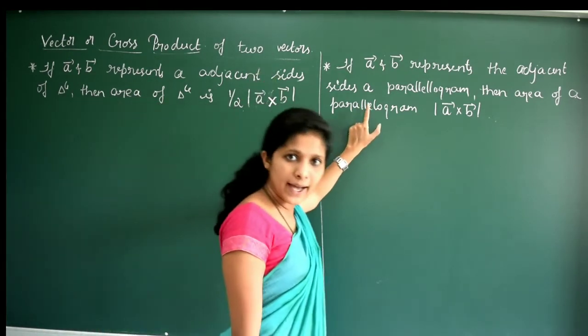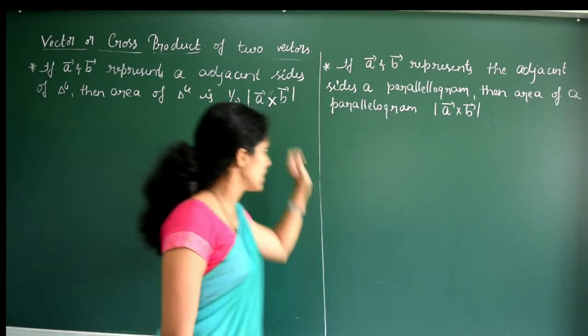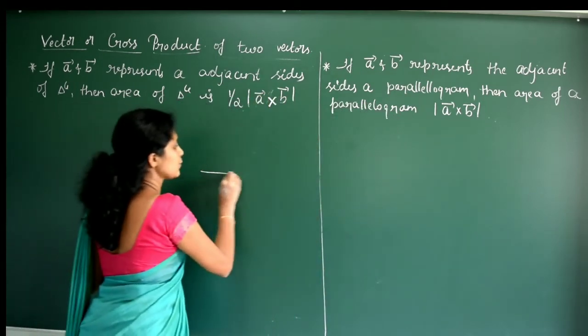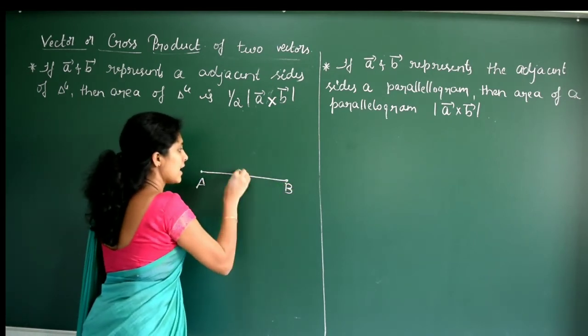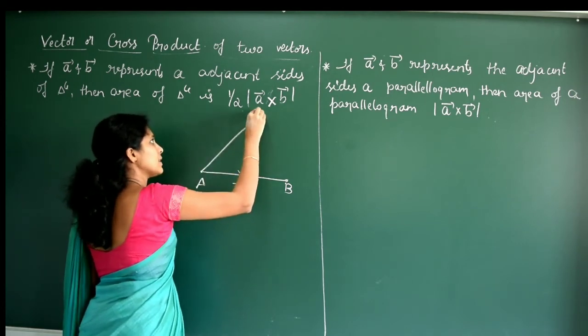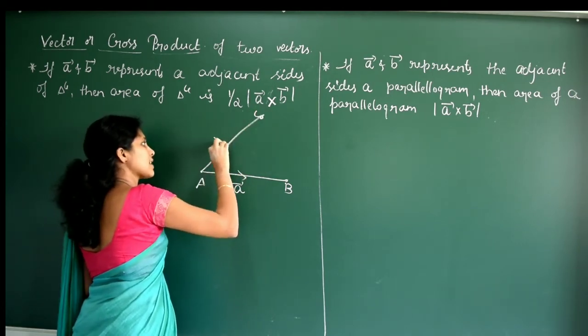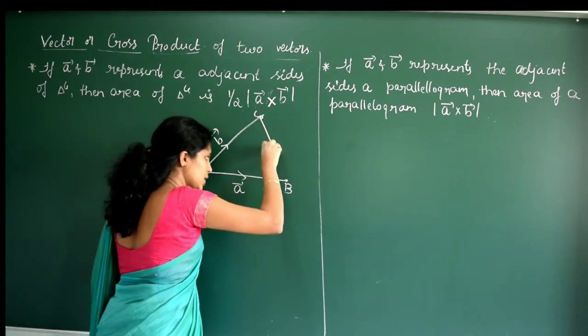And the area of a parallelogram is given by the magnitude of a vector cross b vector. Let us prove this one. Let us consider two vectors. This is one vector, A to B, I'll consider as a vector, okay, and this is the other vector, A to C. We'll consider this as b vector. Now the triangle is formed by joining A, B to C.